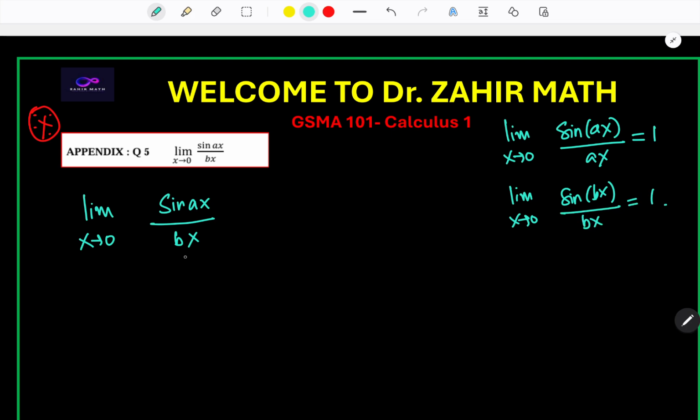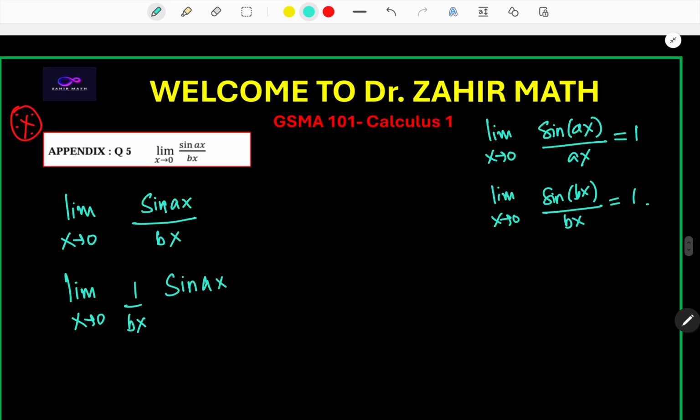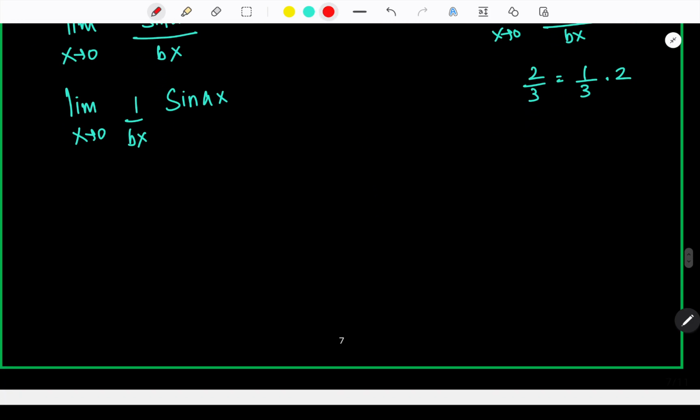Is it here ax by ax? No. bx by bx? No. So what do we need to do? We need to arrange. Just listen. I'm going to do limit x goes to 0 of sin ax, and this one I'm writing 1 by bx. I'm just splitting. Suppose you have 2 by 3, I can write 1 by 3 multiplied by 2. Same idea.